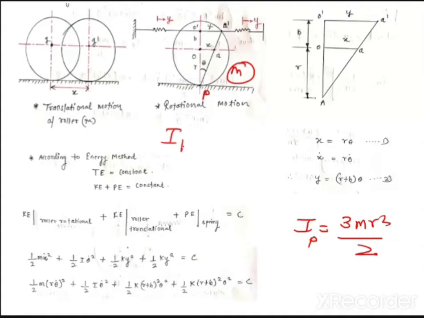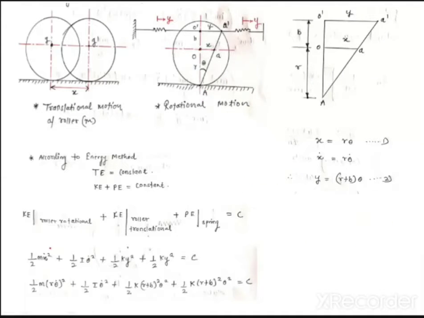Because this I_P is nothing but I_O plus m r squared, and I_O is nothing but the center. In the first two problems, the center was fixed, and the instantaneous rotation was about O only. Here, the point P is the instantaneous center, so I_P is nothing but m r squared by 2 plus m r squared. So I am getting 3 m r squared by 2. So now we have no need to calculate I. You just use directly I equal to 3 m r squared by 2.